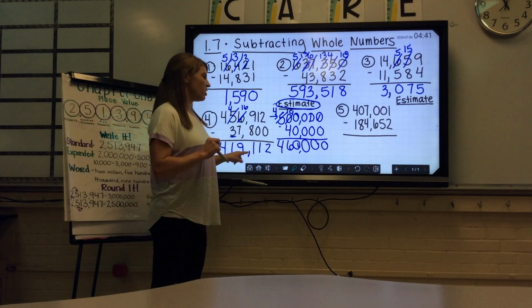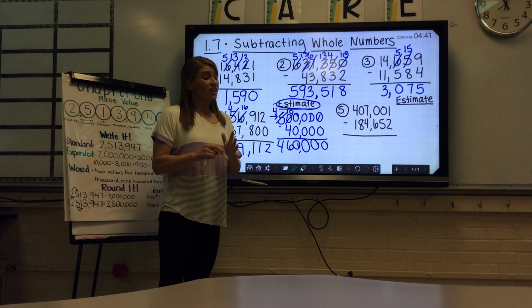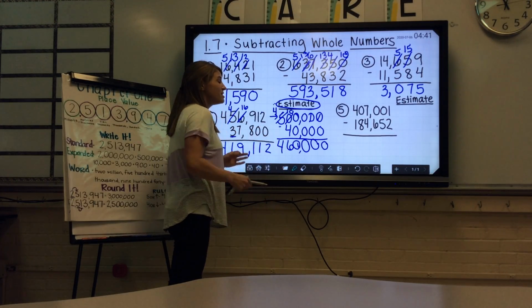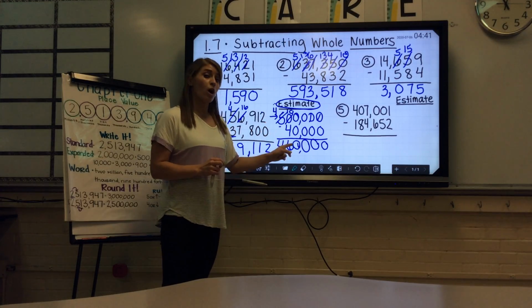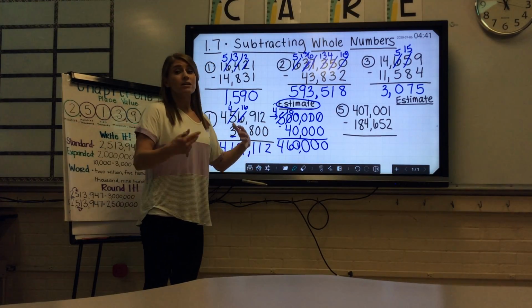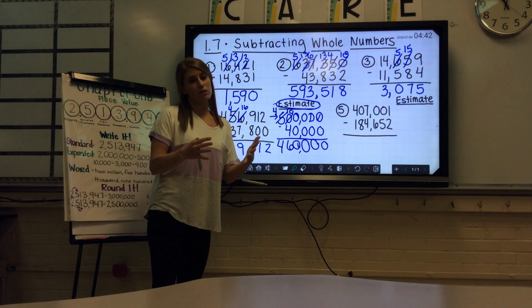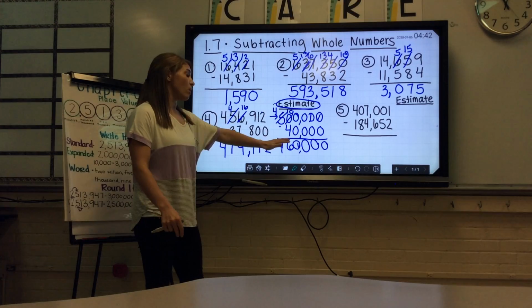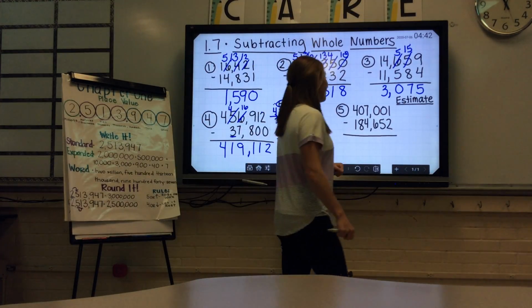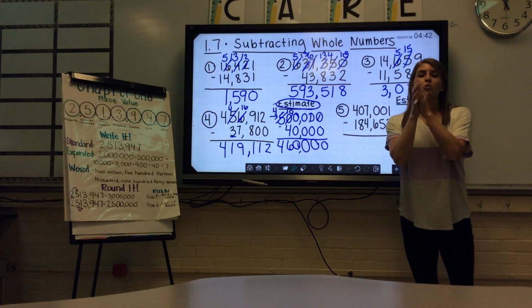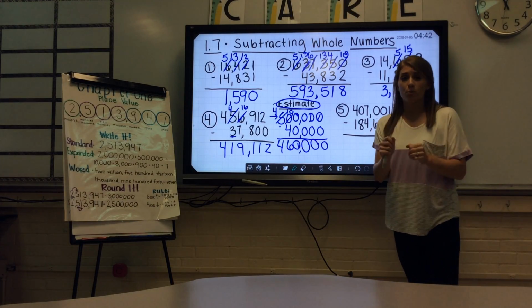419,112. Are those close? Oh, they're not super close, but just because they're not super close doesn't mean that our estimate is wrong or that our answer is wrong. Sometimes our estimates are going to be really close, and sometimes they're going to be a little bit further apart, but you still did great work on both. So good job. Okay. One more, guys. Power through with me. You are doing so good, and I'm so proud of you.